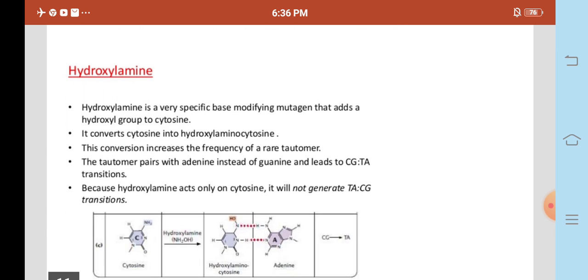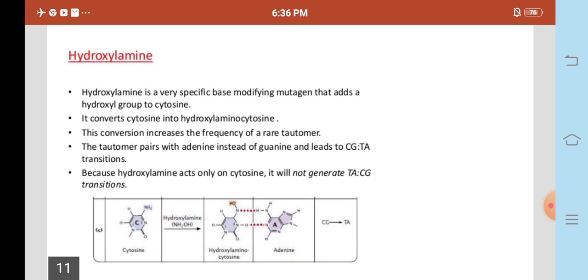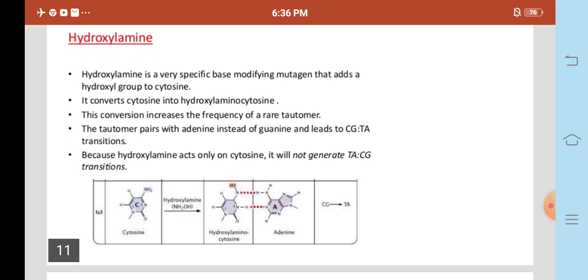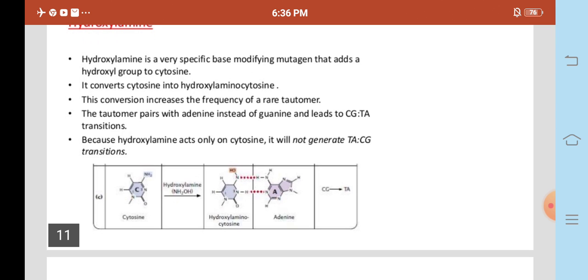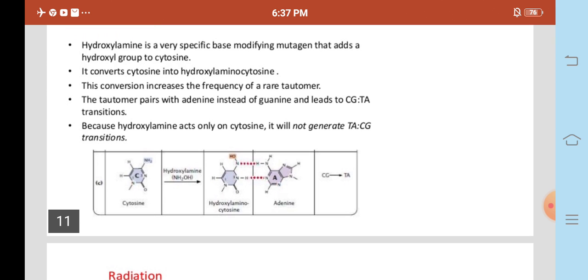Hydroxylamine. Hydroxylamine is a very specific base-modifying mutagen that adds a hydroxyl group to cytosine. It converts cytosine into hydroxylaminocytosine. This conversion increases the frequency of the rare tautomer. The tautomer pairs with adenine instead of guanine and leads to CG to TA transitions. Because hydroxylamine acts only on cytosine, it will not generate TA to CG transitions.